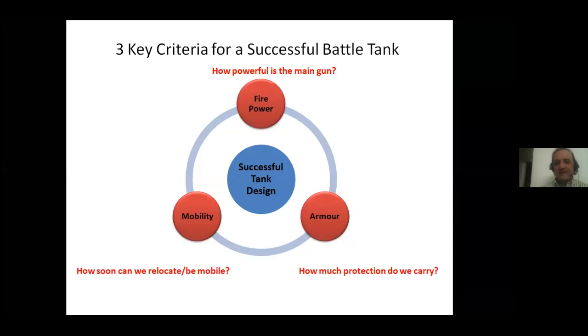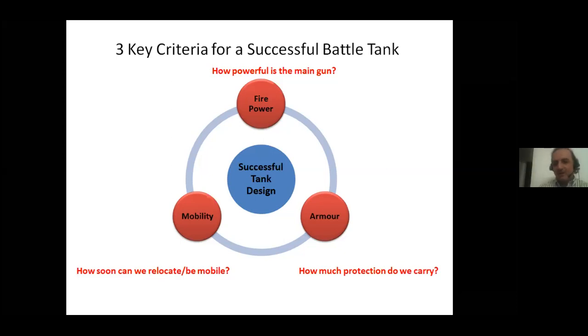It's the key balance of these three that's very important in coming up with a successful tank design. Firepower is the caliber and the gun that you use. And armor is the protection that you need. So you had armor from 14 millimeters thick going up to 180, 200 millimeters and so on towards the end of the war, and the Cold War picks it up from there and takes it further.